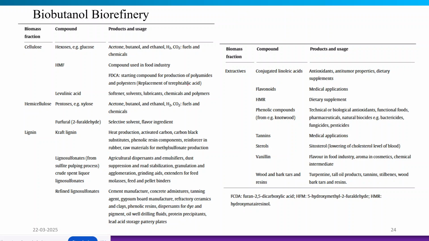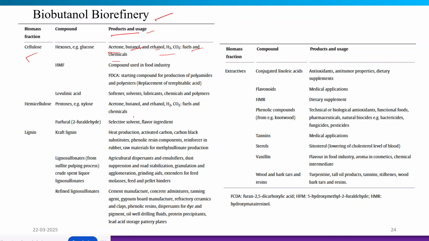So when we talk about the biobutanol biorefinery, this is a good concept. Depending on the biomass fractions, we can see how the products and uses can be referred. So the cellulose biomass product is acetone, butanol, and ethanol. Also the gaseous and other fuels and chemicals.